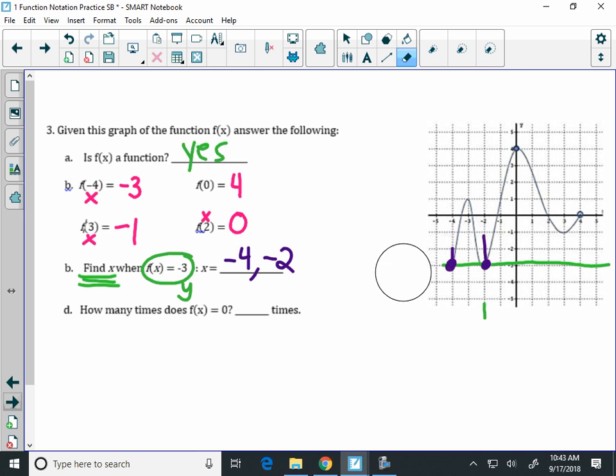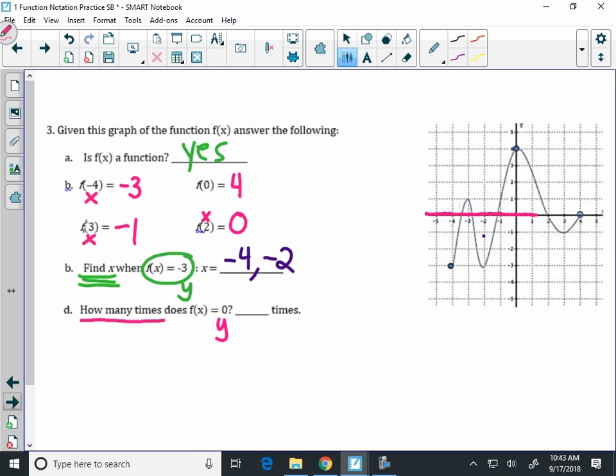All right, the last one here says, how many times does f of x equal 0? Well, that 0 is a y. How many times does my graph give you a y value of 0? So you draw your horizontal line at y equals 0, and you count how many times you cross. 1, 2, 3, 4, 5. You cross 5 times. All right, so that's the end of this video.